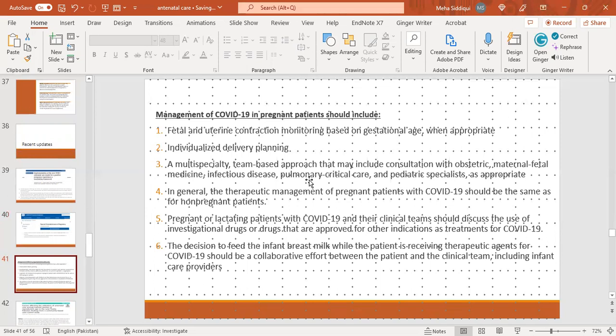In general, the therapeutic management of pregnant patients with COVID-19 should be the same as for non-pregnant patients. Pregnant or lactating patients with COVID-19 and their clinical teams should discuss the use of investigational drugs or drugs that are approved for other indications as treatment for COVID-19. The decision to feed the infant breast milk while the patient is receiving therapeutic agents for COVID-19 should be a collaborative effort between the patient and clinical team, including infant care providers.